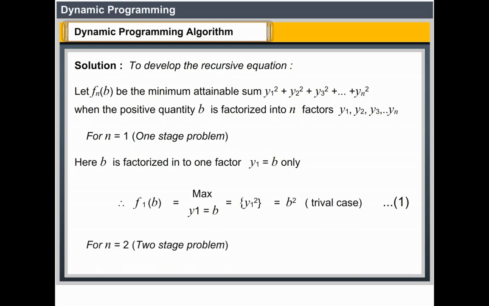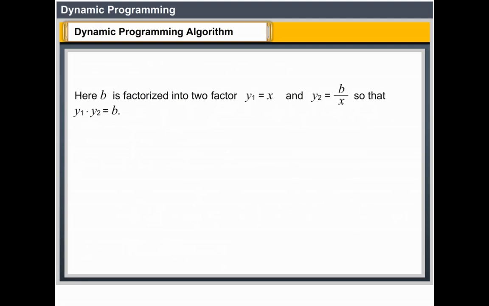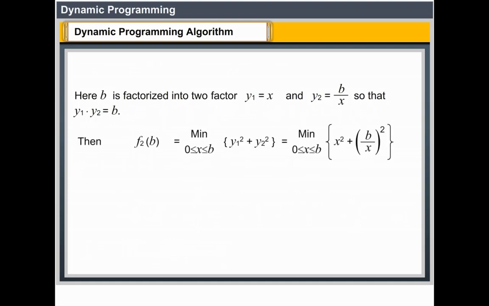For n equal to 2 stage problem. Here b is factorized into two factors, y1 equal to x and y2 equal to b by x, so that y1 y2 equal to b. Then f2 of b equal to minimum of y1 square plus y2 square for 0 less than or equal to x less than or equal to b, equal to minimum of x square plus (b by x) the whole square for 0 less than or equal to x less than or equal to b, equal to minimum of x square plus f1 of b by x for 0 less than or equal to x less than or equal to b, is called equation number 2, since f1 of b equal to b square.